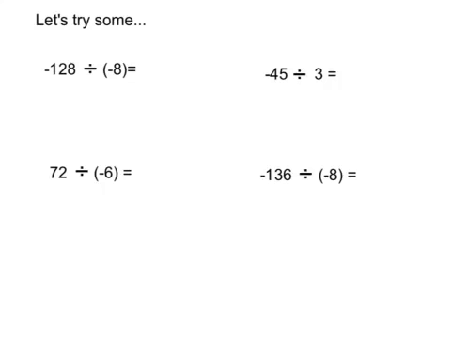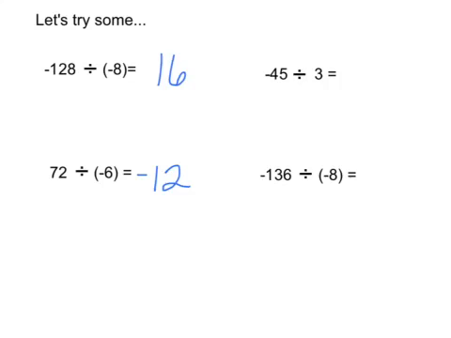So 128 divided by 8. Well, 128 divided by 8 is 16. Since I've got a negative divided by a negative, my signs are the same. My answer is positive. Let's go ahead and move down. 72 divided by negative 6. Well, 72 divided by 6 is 12. Since my signs are different, my answer is going to be negative.